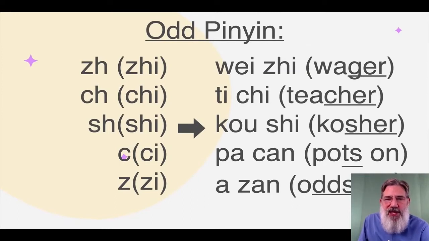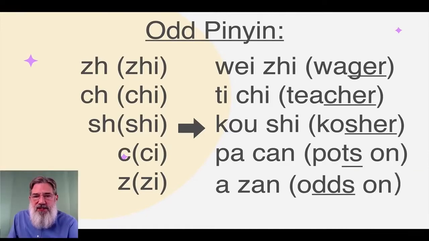Why did they use I? They should have put K-O-U-S-H-R, right? That would have been much more clear. And that's why I say it's odd. And I think this is partly, well, I won't explain why, but anyway, this is the way it is. We just have to get used to the I when it comes with j, ch, and sh being pronounced like an R. We just have to get used to it. It's odd.